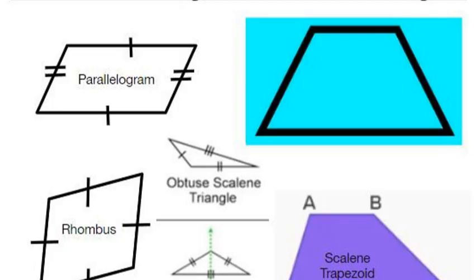If you really named them all, you would have gotten all the things on the screen. They can have one obtuse angle. The trapezoid has two. Both trapezoids have two obtuse angles. The rhombus has two, the parallelogram has two, and of course the triangles only have one.